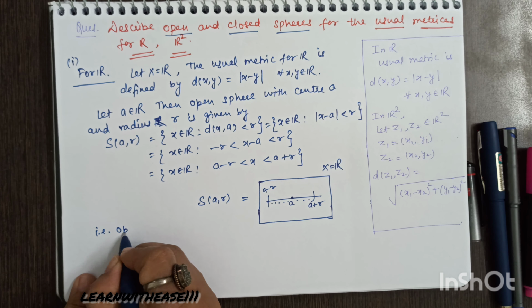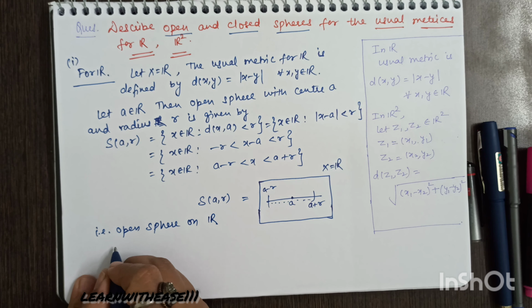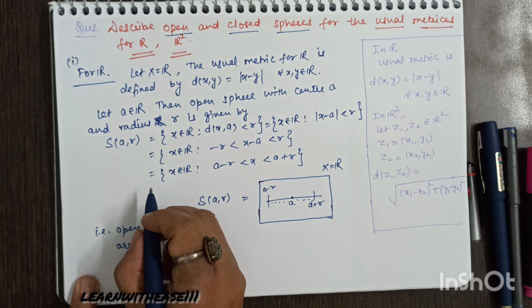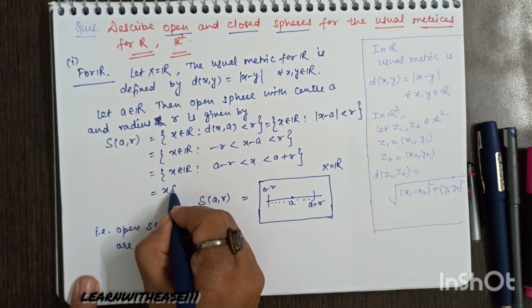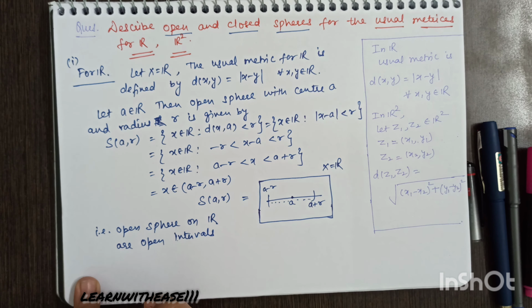So for the metric R, open spheres are actually the open intervals, and they can be written as the open interval (a minus R, a plus R). A is the center, R is the radius.